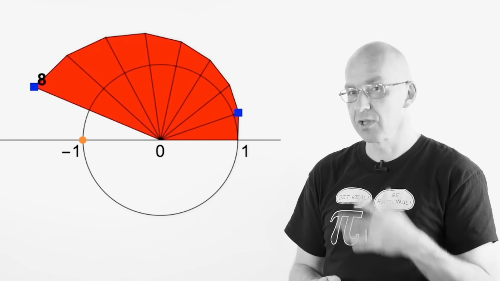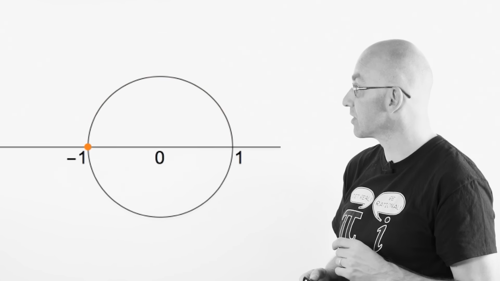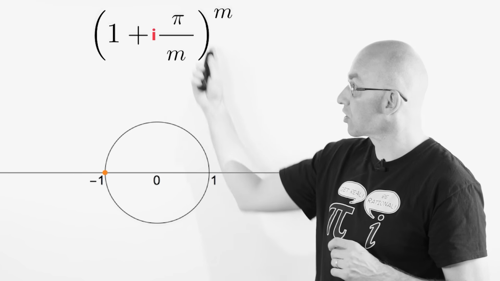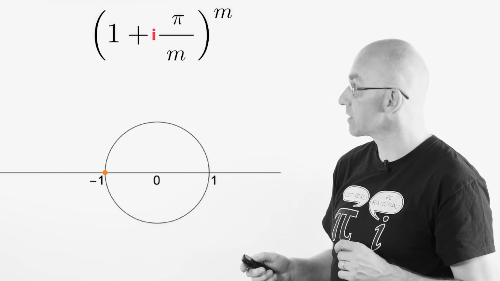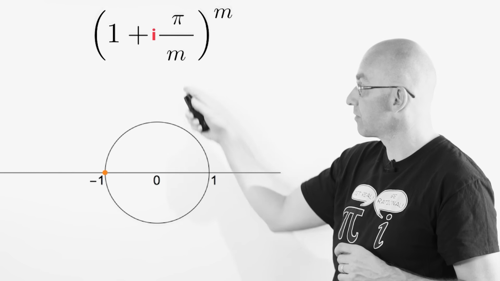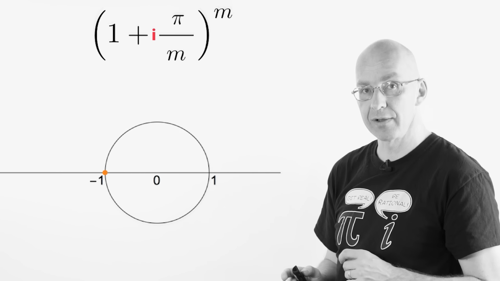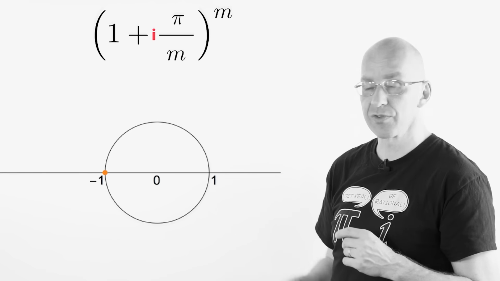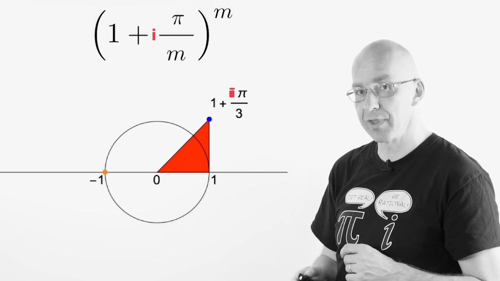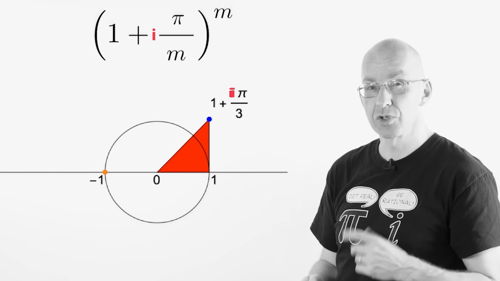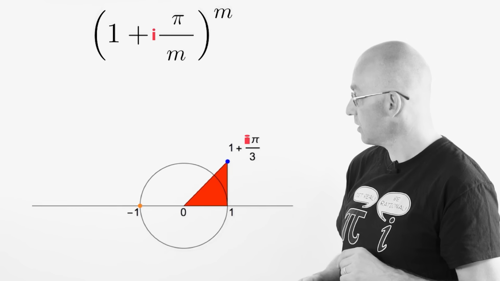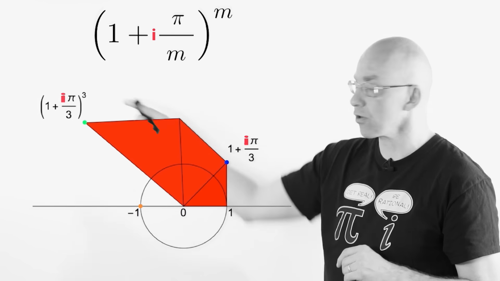Okay? So now let's go for the real thing, the one that we're really interested in. This guy here. So there's the complex number here in the middle. What is that? Well, it's 1 over here, and then we have to go up pi divided by m, so that's going up there. So let's just go for m is equal to 3. Let's just draw this. So there we go, 1 over here, pi over 3 up there. And then we have to do cubes, right? So 3 times, same triangle, scaling, and so on. What we've just done. And it gets us over there.